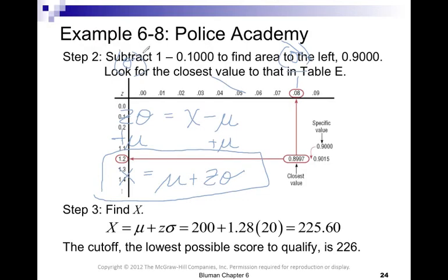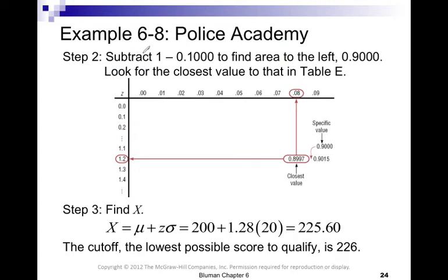So let's go back. Here's the formula again that we're working with right here. So we have 200, which is our mean, plus 1.28, which was our z-score. So this is our mean, this is our z-score, our sigma was 20, and so our cutoff score is 225.6. That's the lowest score they can get, but we won't have a 0.6 for a test score. It's going to be rounded, so you're going to round it up to 226.